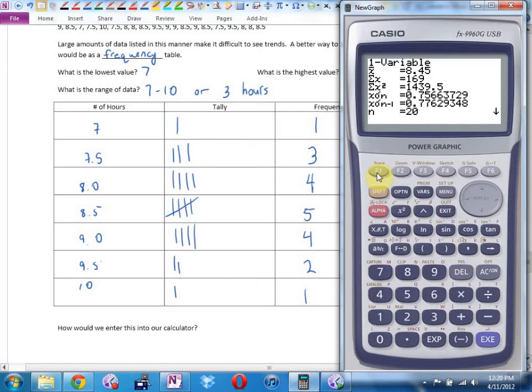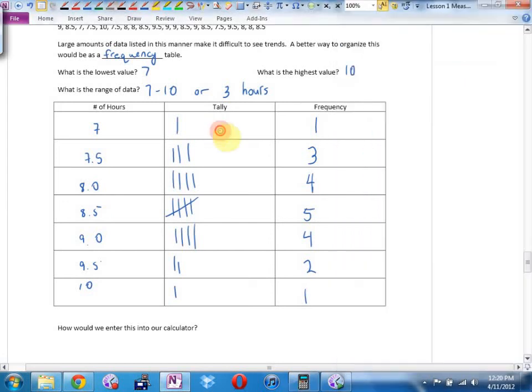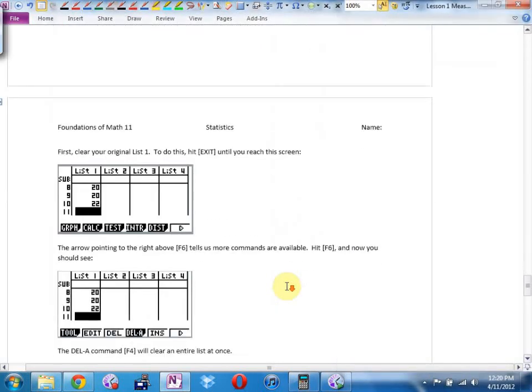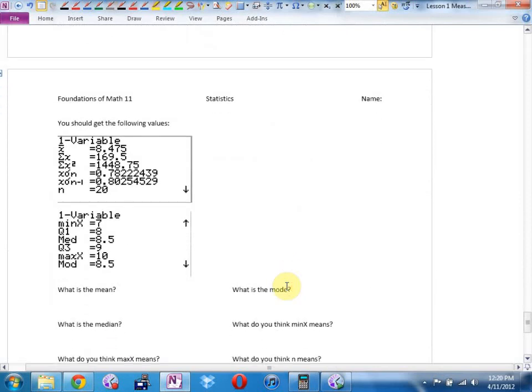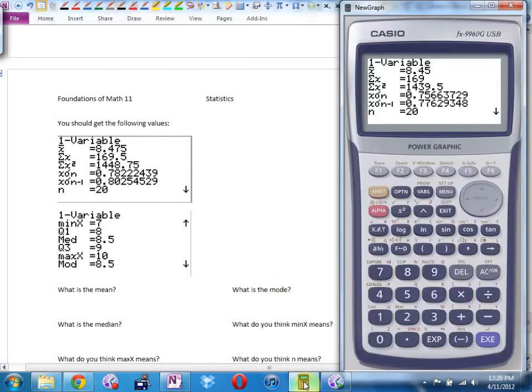But who remembers what this was? X bar. That's the mean. Okay. In our notes, let's scroll down, down, down, down, down. Now, you should get the following values. I made a typo when I typed this up. My mean is incorrect. I must have had the wrong data here.